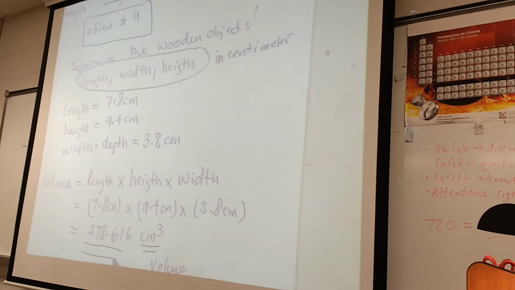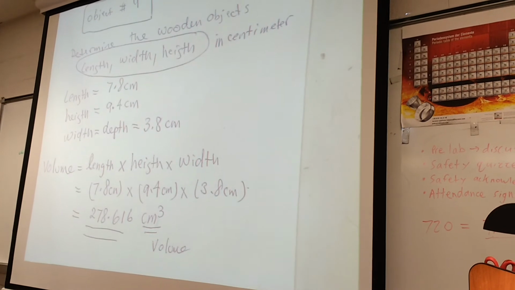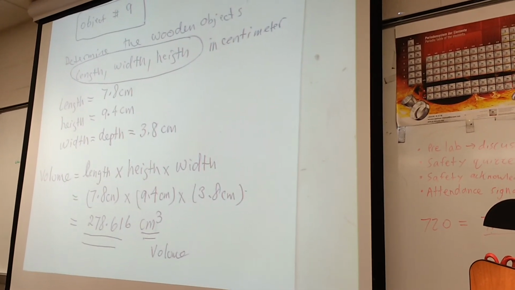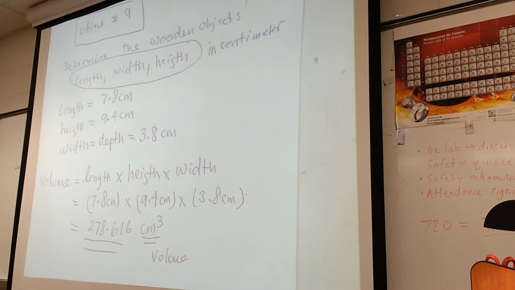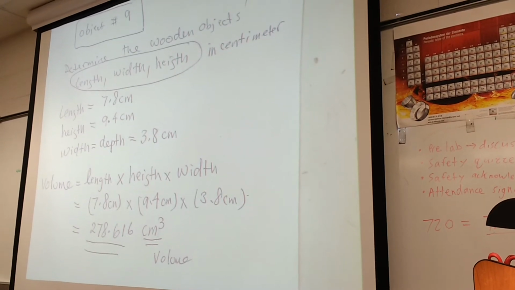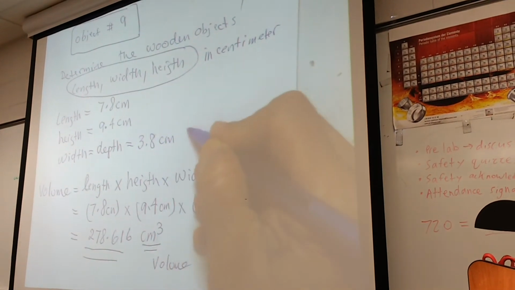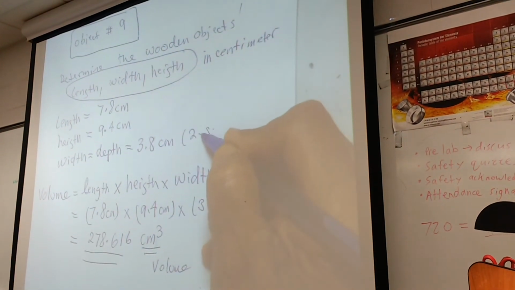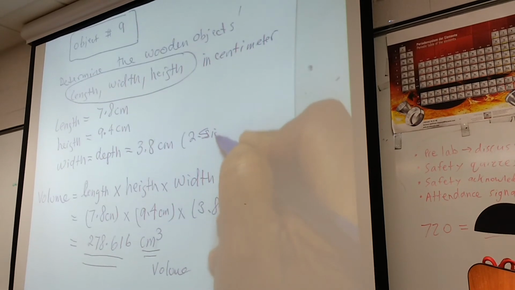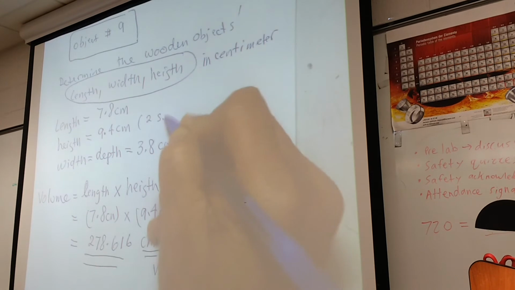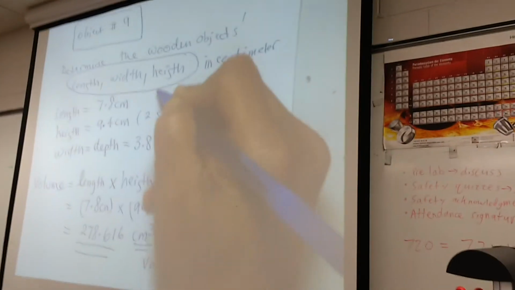Now, the question is, is this answer correct? Is that the final answer? No. Our answer has to have how many significant figures? 2. We have here, let's go for this. This is 2 sig figs, this is 2 sig figs, and this is 2 sig figs.